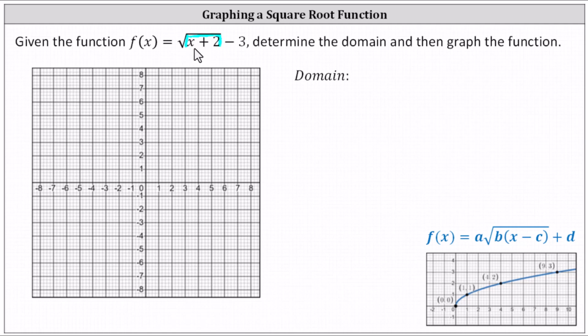This indicates to determine the domain, we need to solve the inequality x plus 2 greater than or equal to 0. To solve for x, we subtract 2 on both sides, which gives us x greater than or equal to negative 2, which is the domain expressed using an inequality. Let's also graph the domain on the number line.